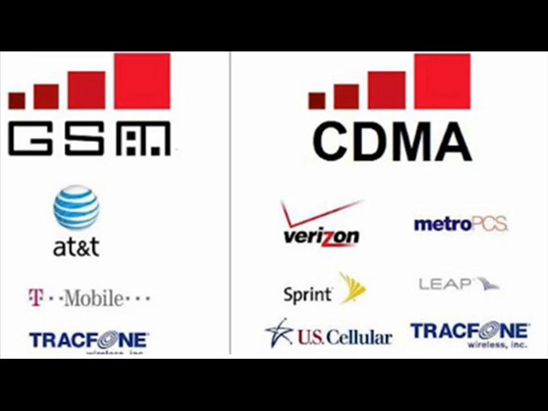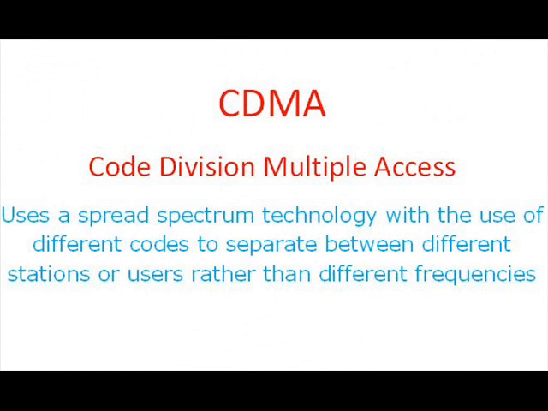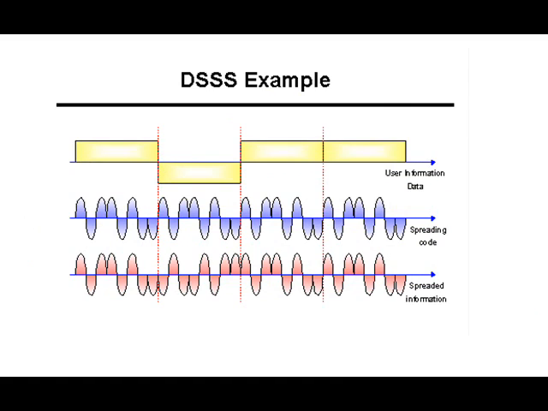I am going to go over two types of radio communications, but more deeply into CDMA versus GSM. My partner Ali Gadari has gone over the GSM in his recent YouTube video, and I'll be going over CDMA technology. CDMA stands for code division multiple access. It uses a spread spectrum technology with the use of different codes to separate different stations, or users rather than different frequencies. A key element in the CDMA radio communication technology is that it has a form of transmission known as direct sequence spread spectrum, also known as DSSS.